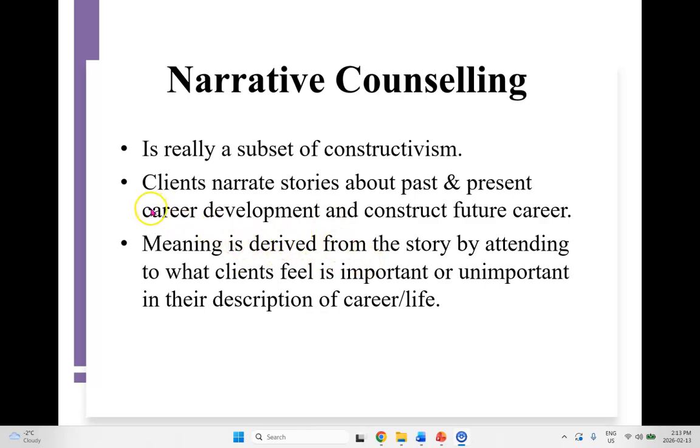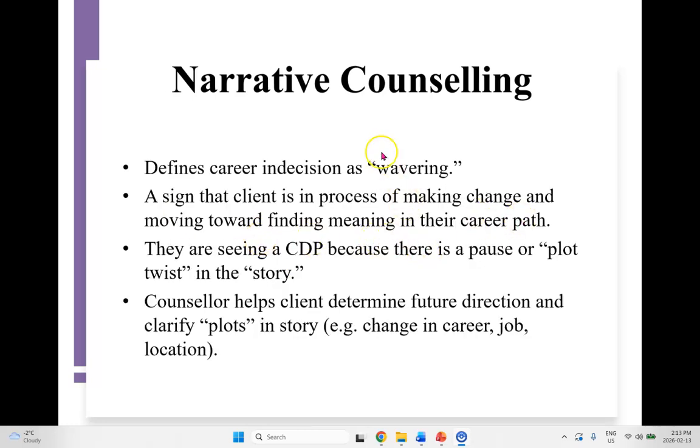And I think you will probably experience that somewhere in one of your courses. A term that's used within narrative counseling is the idea of wavering, which is how they define career indecision. So if a client comes to see you, quite often they are wavering. They're uncertain about how to proceed and how to move forward. And in particular, if they are not sure what type of occupation or career or job they want to target, then certainly we can see them as wavering.